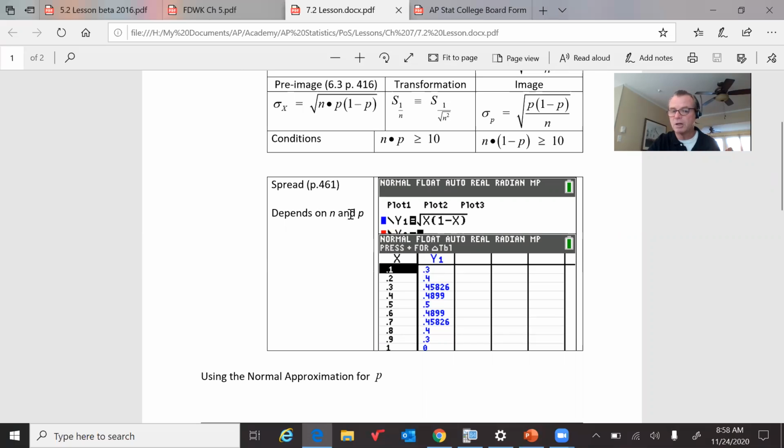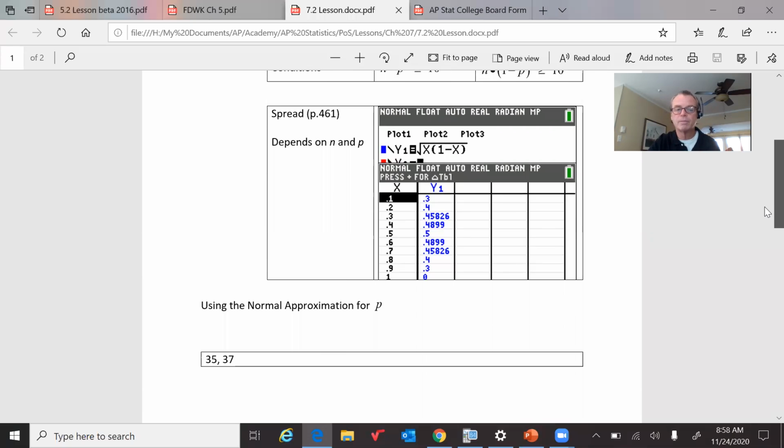So this would depend on n and p, the n in this graphic is understood to be 1. And it's the square root of 1 times p times 1 take away p. If we don't know p, we use 0.5. Okay? So we're just going to pause this and send you to do 2 questions, 35 and 37. And we'll come back and go over those.